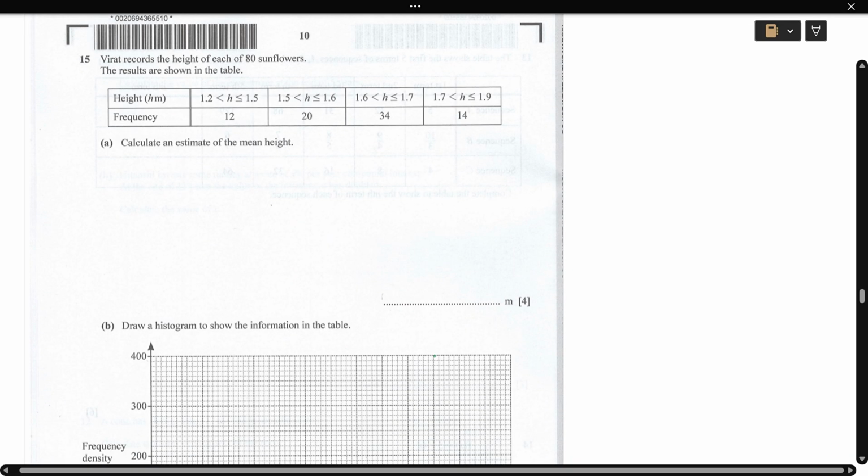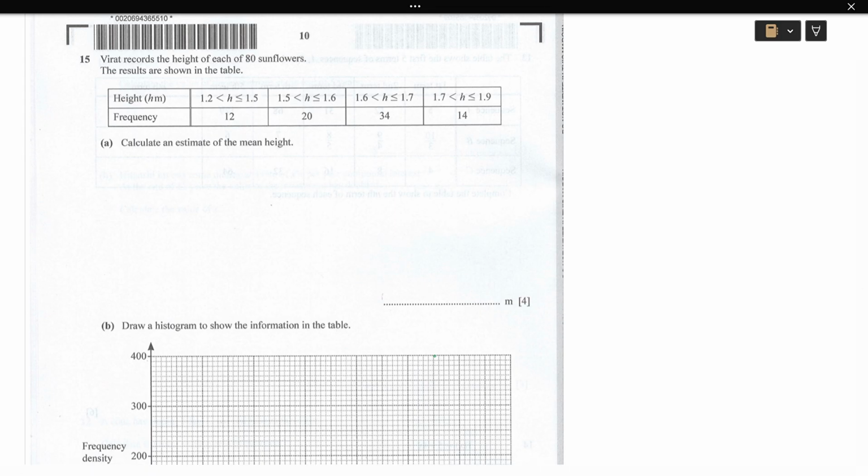Okay, so the next question, find the estimate of the mean. So we need to find the midpoint for each one and multiply by the frequency. So first one, midpoint is going to be 1.35. So for the midpoint we add up these two numbers and divide by 2. So 1.2 plus 1.5 over 2. So we'll get 1.35 times 12, which is 16.2. Next, 1.55 times 20, which is 31.